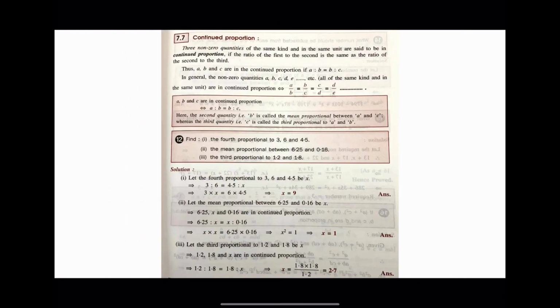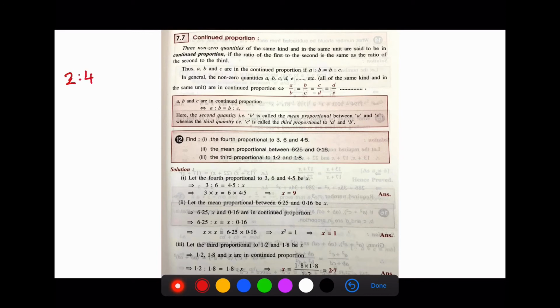Then the next topic is continued proportion. This is a proportion where you have three non-zero quantities of the same kind and in the same unit. And if the ratio of the first to the second is the same as the ratio of the second to the third. For example, we can have a ratio like 2 is to 4 and 4 is to 8. And this will be in proportion because 2 is to 4 is the same ratio as 4 is to 8.